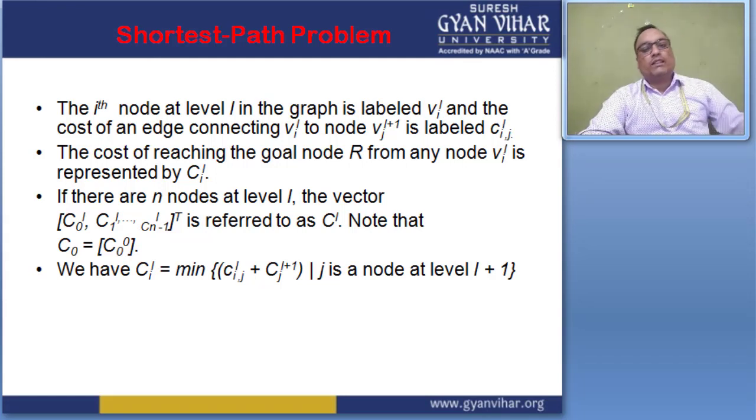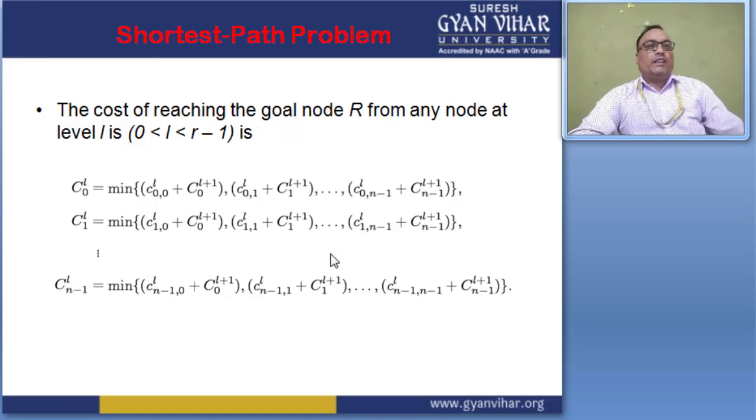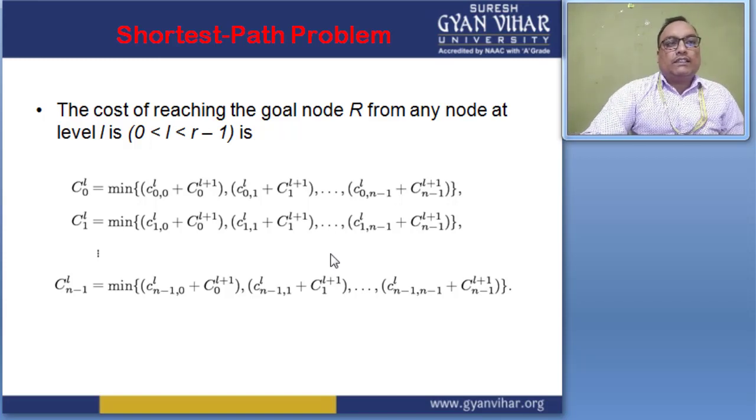So this is the case of the shortest path problem related to the shortest path method. Then go to the next problem, the 0/1 knapsack problem. We can also use this formula related to the cost of reaching the goal node R from any node at level l, where 0 is less than l and l is less than r minus 1. These are the different formulas, and this is the general formula for the nth cost associated with it. Just you see here.